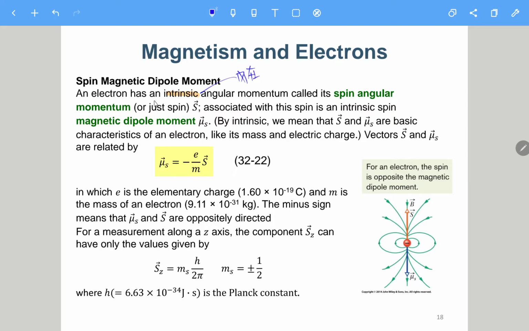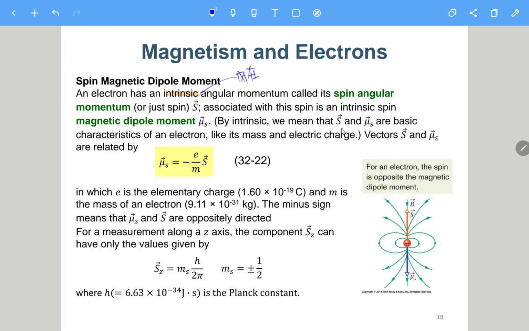That's why we say the electron has an intrinsic angular momentum, because we cannot really observe it directly, but we do observe its effects. So the electron itself should have some intrinsic angular momentum called the spin angular momentum, and of course this angular momentum is due to the spin of the electron. Okay, so associated with the spin S is an intrinsic spin magnetic dipole moment, mu s. By intrinsic we mean that S and mu s are basic characteristics of an electron, like its mass and electric charge.